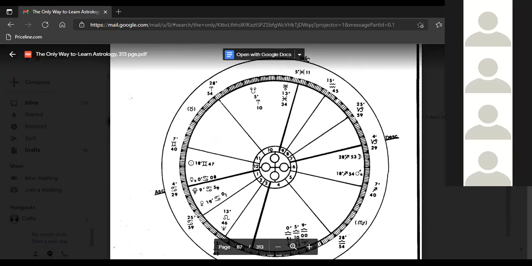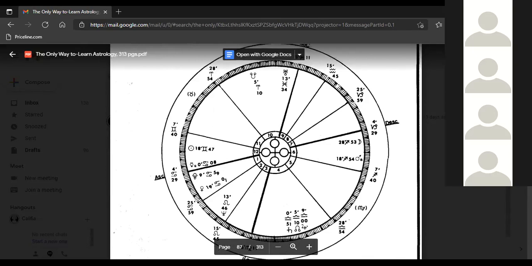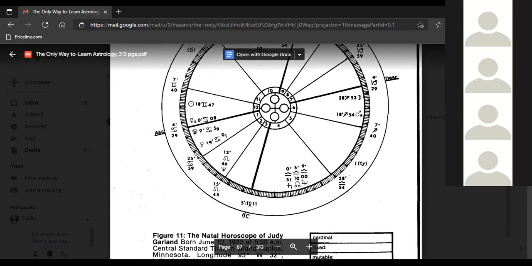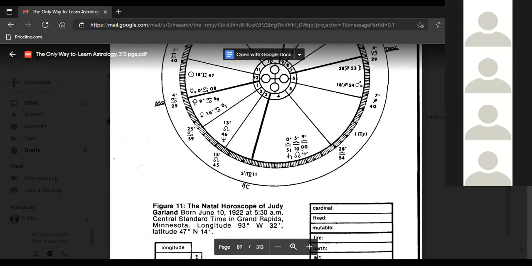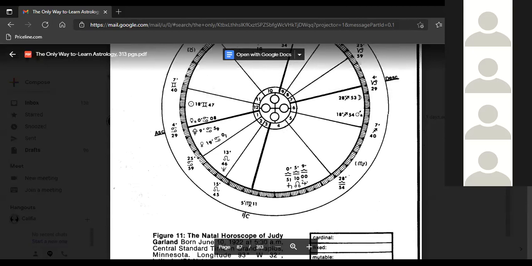Another example. That's figure 11, the natal horoscope of Judy Garland, born June 10th, 1922 at 5:30 a.m. Central Standard Time, Grand Rapids, Minnesota. Longitude 93 degrees west, 32 seconds. Latitude 47 degrees north, 14 seconds. And that's her chart.